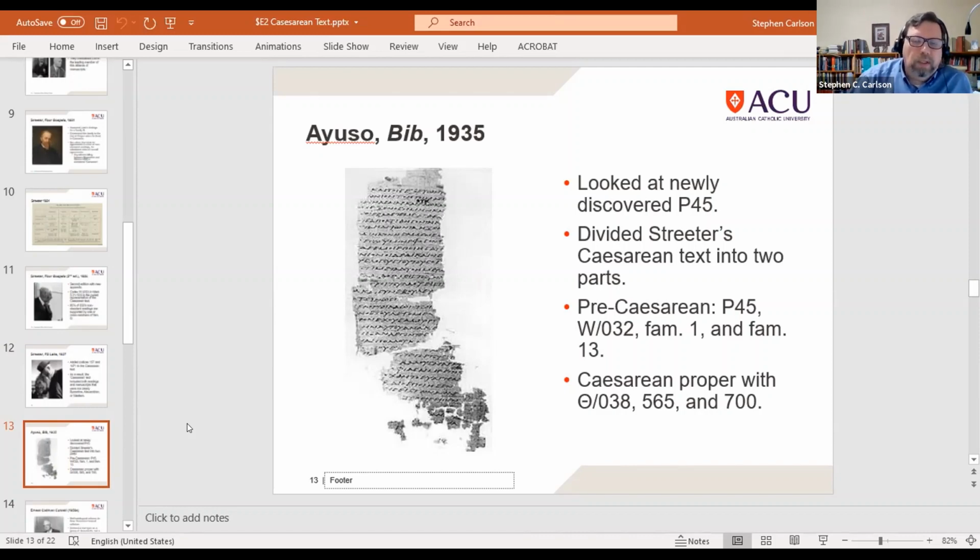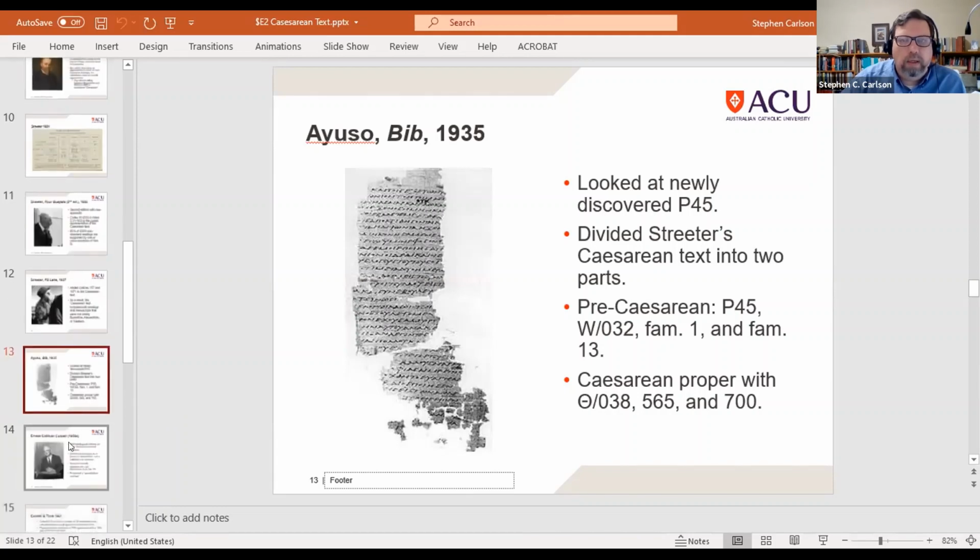So what this means is that if you believe with Streeter that Codex Theta is the leading representative of the Caesarean text type, then these other things don't really belong to it. And so this is the first step to the fall or the dissolution of the Caesarean text type, is that what Streeter's putting together is now being torn apart in a variety of ways.